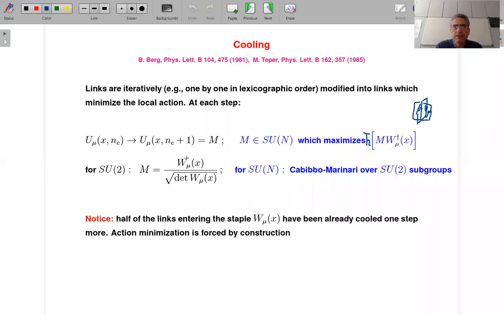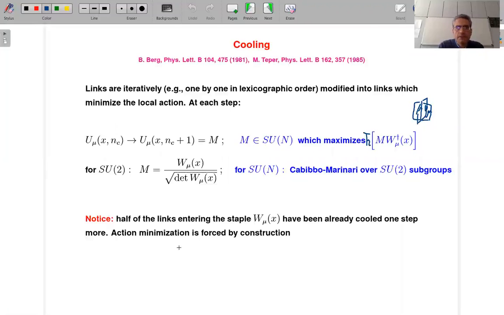And now in the cooling process, the new link variable is chosen so as to minimize locally the action. So in some sense, this process minimizes the action by definition, because you look for the minimum gauge link variable over each site. Now the process can be written exactly for the SU(2) gauge group. I mean, the minimum of the trace is nothing but the staple itself divided by the square root of the determinant of the staple matrix. And you can extend this to SU(N) by just a Cabibbo-Marinari algorithm where you minimize over all the SU(2) subgroups.